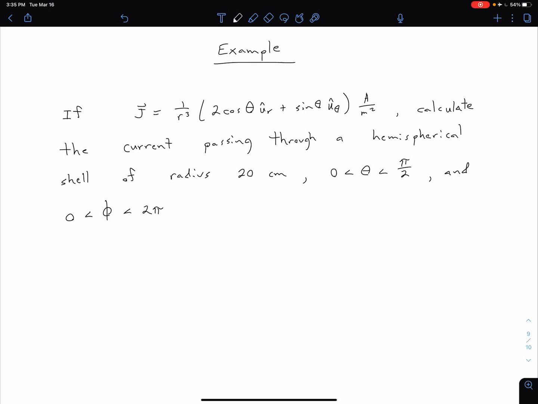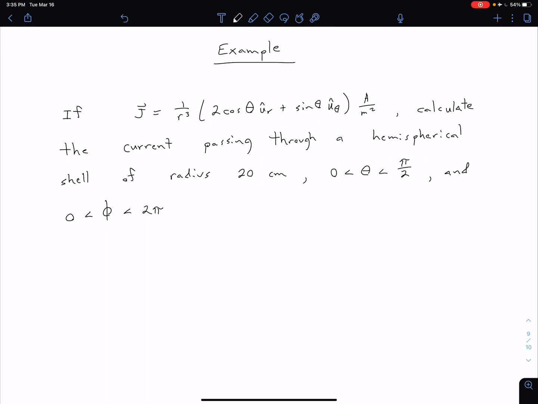In this example, we're going to go back and get some practice with some of those basic current density equations. We're given that our current density is given by 1 over r cubed times the quantity of 2 cosine theta in the r direction plus sine of theta in the theta direction, in units of amps per square meter. What we want to find is the current passing through some hemispherical shell of radius 20 centimeters with theta between 0 and pi halves and phi between 0 and 2 pi.